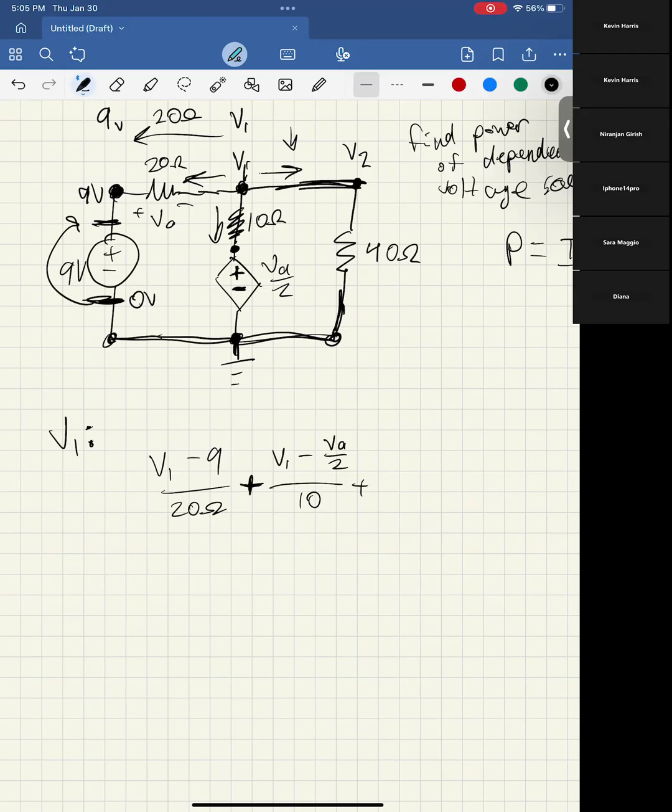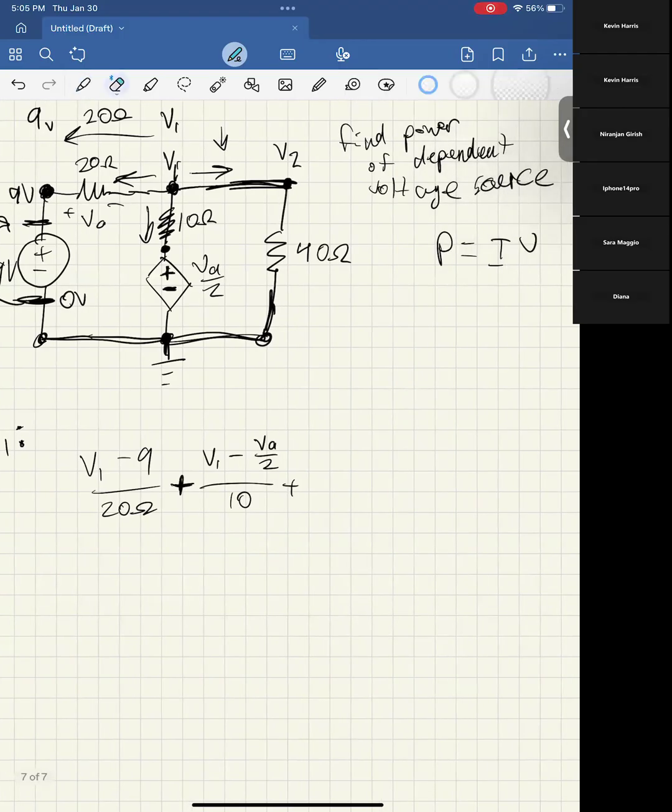And then finally, for the third one, as I said earlier, here we have V1. This is electrically the exact same point, so this is also V1. So this current is the same as that current. That's just going to be V1 minus 0 over 40. And those will all sum up to 0. It's basically saying that the sum of everything going in cancels everything going out, or everything going out sums to 0.